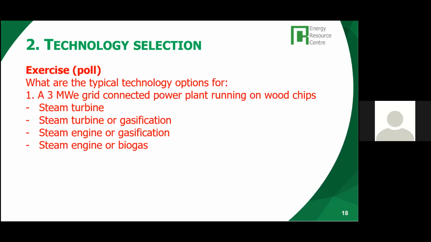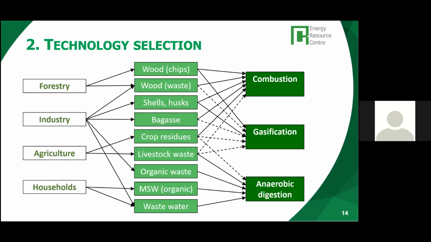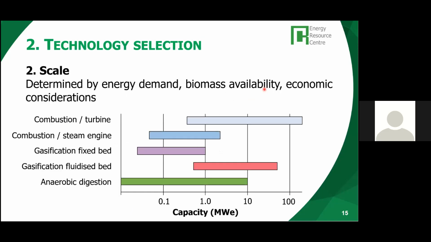So 3 megawatts grid connected, running on wood chips. Well, let's have a look. What can we think about? We have wood chips. So what are the options with wood chips? Basically, with wood chips, we have thermochemical conversion. So that's, let's say, combustion and gasification. With combustion, we can go both to steam engine or steam turbine.